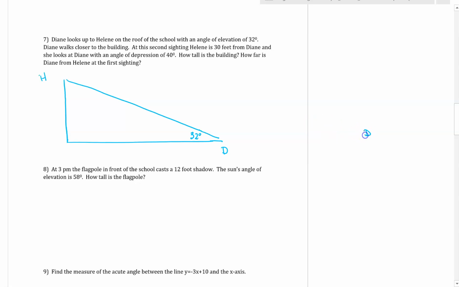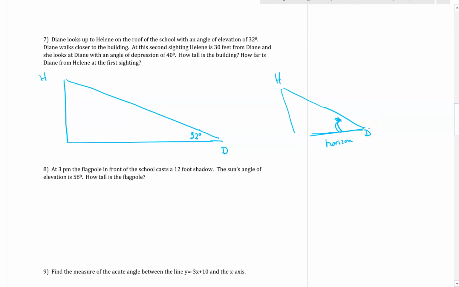So notice if this is Diane and she is looking up to Helene, the angle of elevation is from the horizon and then it would be to the line that connects Diane to Helene. So this would be the angle of elevation.